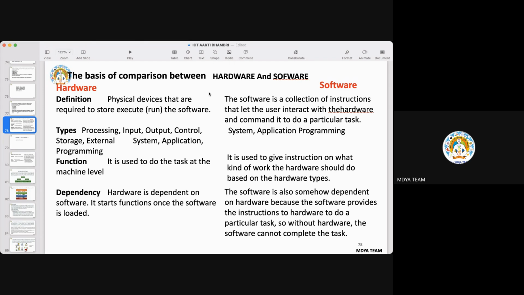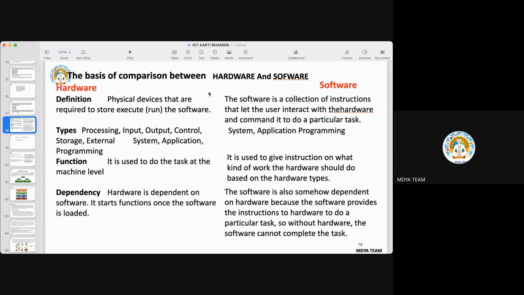All right. So software means how to make the hardware system work according to the need of the user, according to the requirement of the processing, you can say. Now, the third point is dependency. Now, hardware is dependent completely on software.